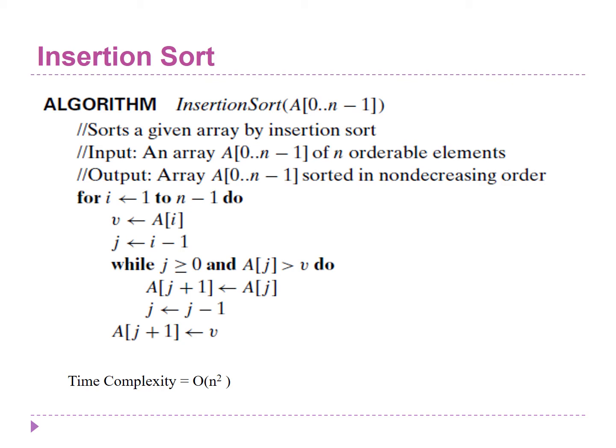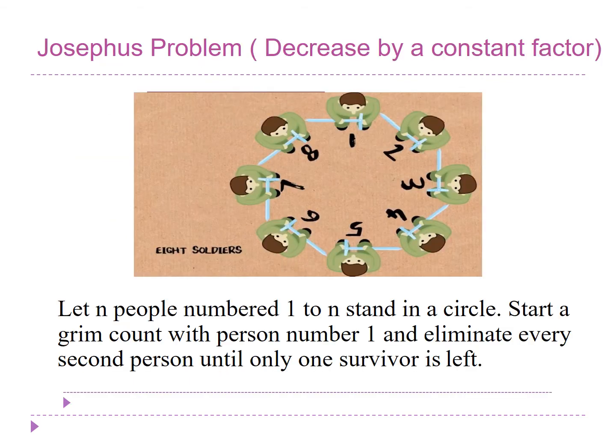The inner while loop finds the position of that element in the sorted list. The time complexity of the insertion sort is big O of n squared.